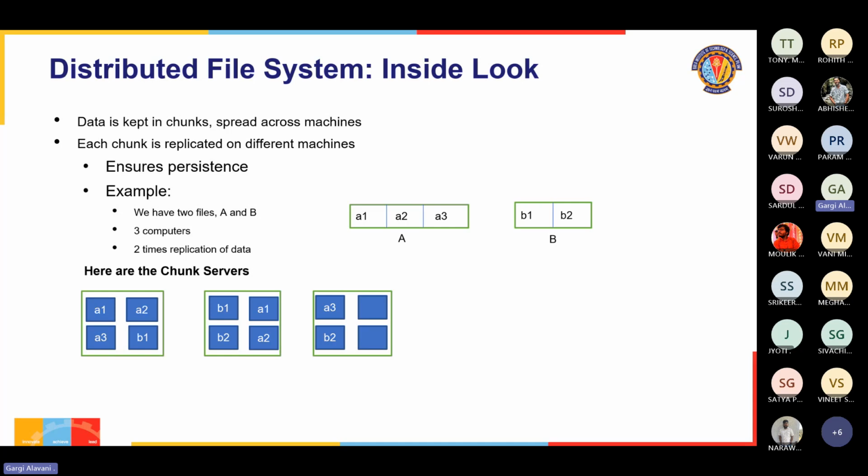These chunk servers, the three computers, can store data in this fashion, where A1, A2, A3 can be on one machine and B1 can be with them. In another machine, B1, A1, B2, and A2 can be there, and A3 and B2 can be on another machine. So every chunk of data is replicated on two of the machines. Chunk servers also do the computation. They are not just meant for storing the data.